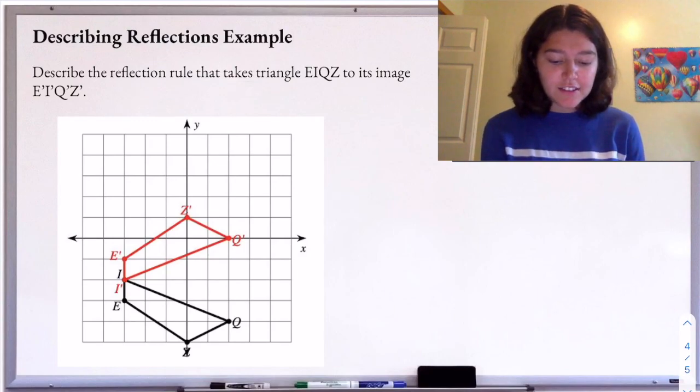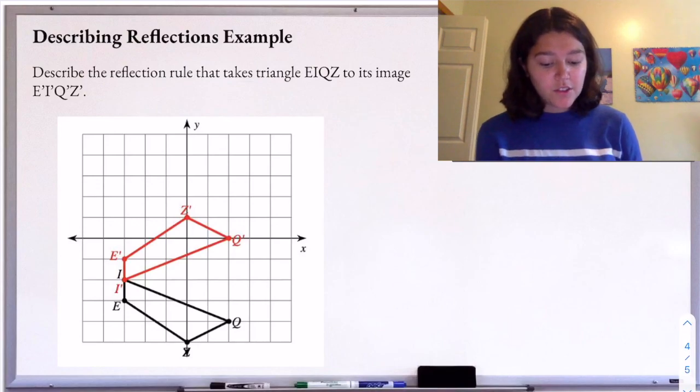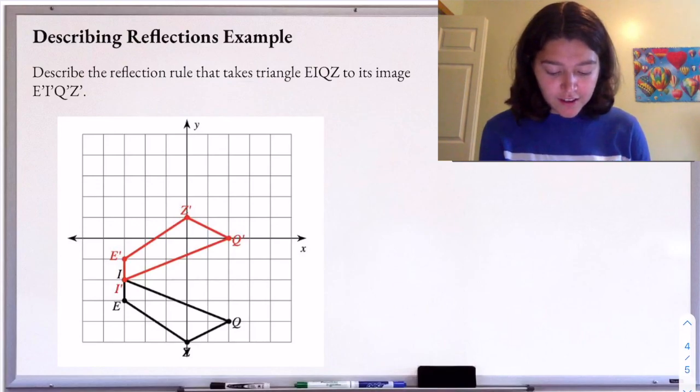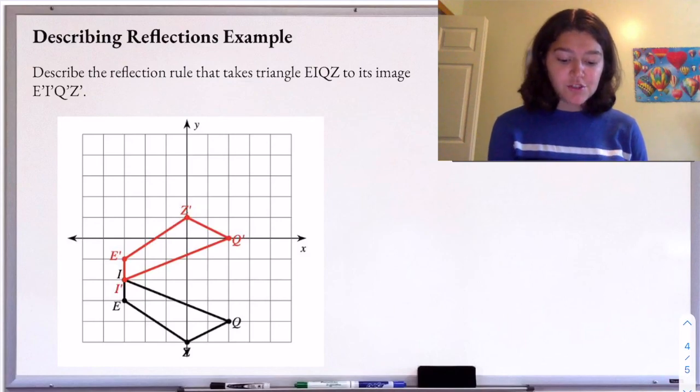Lastly, let's look at this example, which is asking us to describe reflections. So it says, describe the reflection rule that takes triangle EIQZ to its image E prime, I prime, Q prime, Z prime. All right, so I see that this has been reflected. I have my original shape in black and my new shape in red.